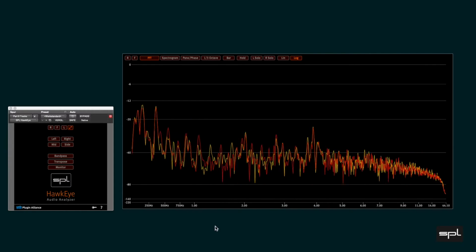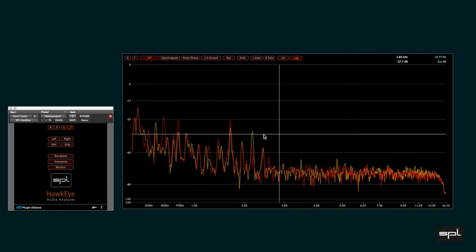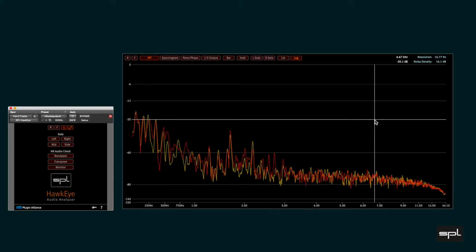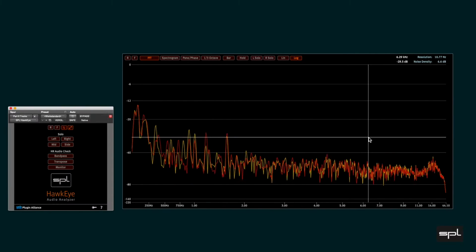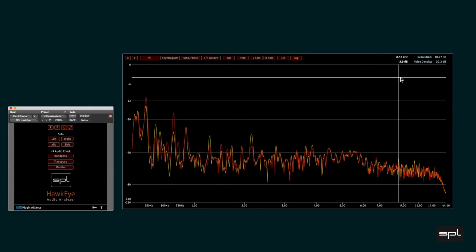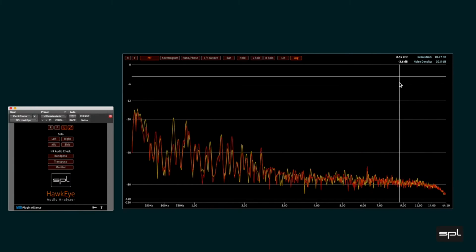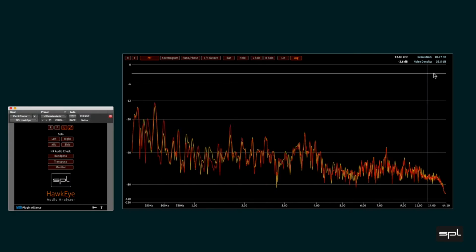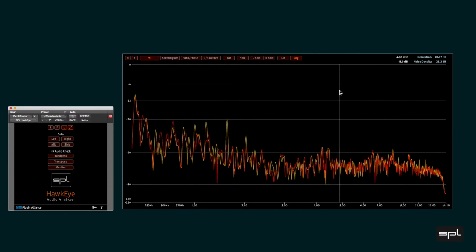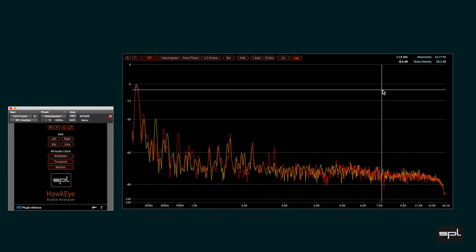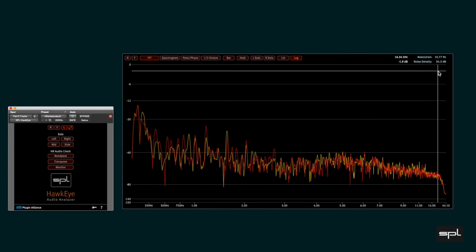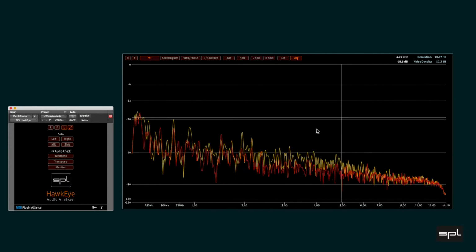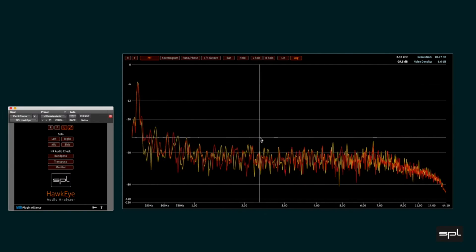Let's click into the FFT window. A white crosshair appears, and the precise amplitude and frequency at the intersection of the crosshair is provided as white readouts here in the upper right corner of the window. To the right you see the frequency resolution, in this case 10.77 Hz at 88.2 kHz sample rate. And below the noise density is shown, which you can use to determine the signal-to-noise ratio of your recording path when you measure in areas of pure noise.